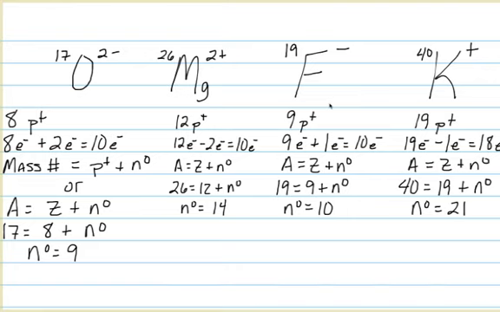So the math, the basic idea of how to determine how many protons, neutrons, and electrons, is relatively straightforward if you're given the information that you require.